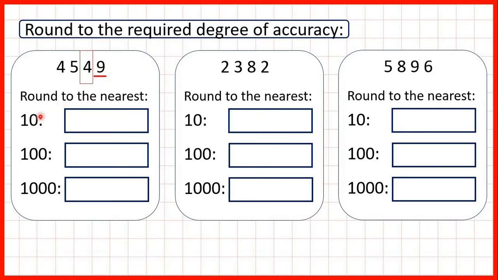So because we're rounding to the nearest 10, we've circled our tens and underlined our ones digit. Now when we're rounding, if the digit that we've underlined is 5 or more, we need to round up. And here we have a 9, so we're rounding up. That means that this 4 is going to become a 5, because when we round up, the digit that we've circled increases by 1.